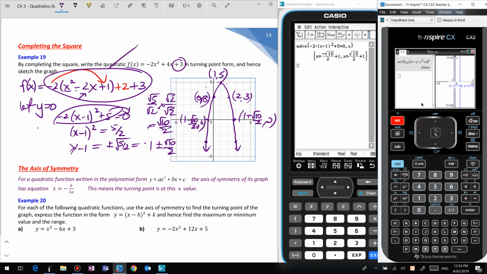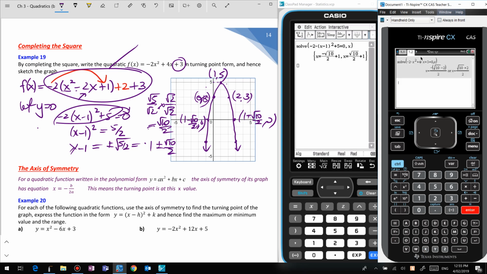Somehow I did that. Okay, I'm going to add a new one, so control page. Come on, you can do it. Okay, so negative 2x squared plus 4x, and then plus 3 equals 0. Control A, menu, 3, algebra, 1, solve. Now you've got to put comma x at the end of this. I don't know why it doesn't just default to it. Comma x. So there's our values.